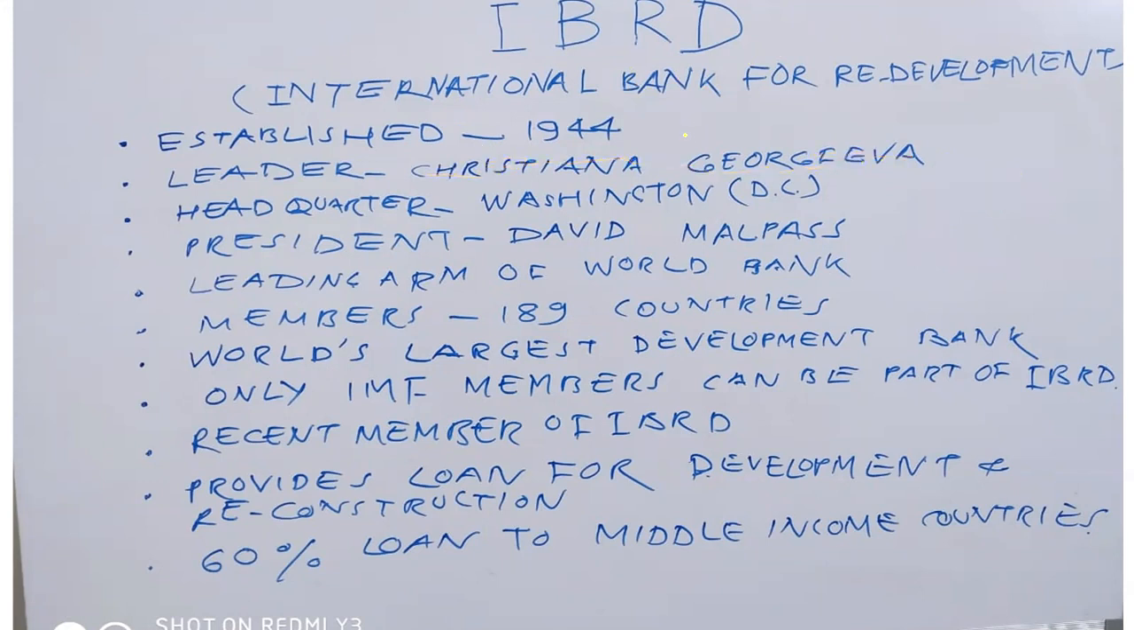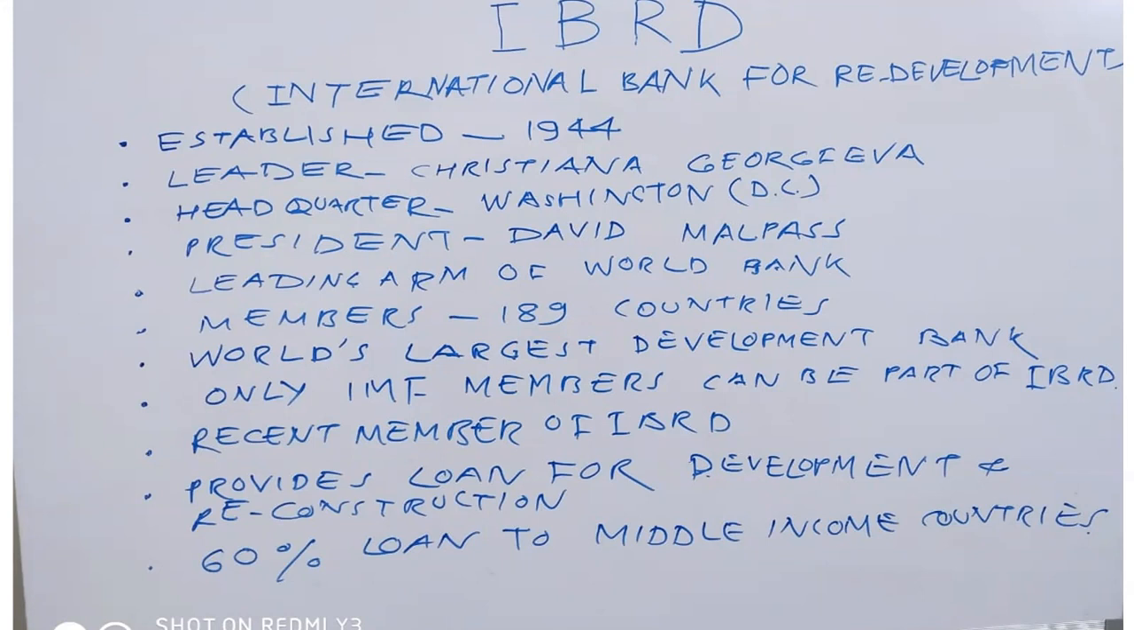It was correct. Sorry. I was confused because I thought that the name of the president is not mentioned. So the leader is Kristalina Georgieva, same as IMF, headquarters same as World Bank, Washington DC, and the president here is David Malpass. Okay, then it's the leading arm of World Bank.